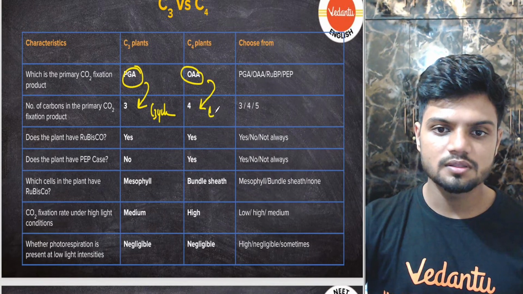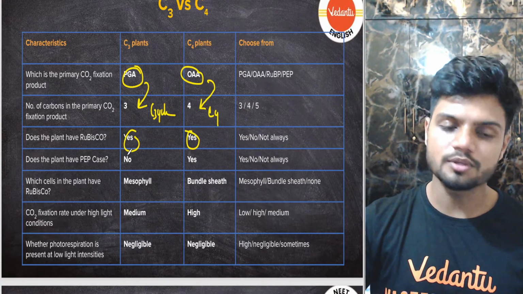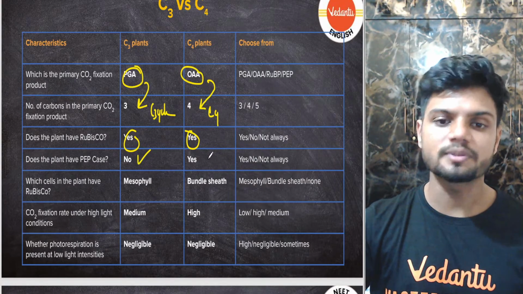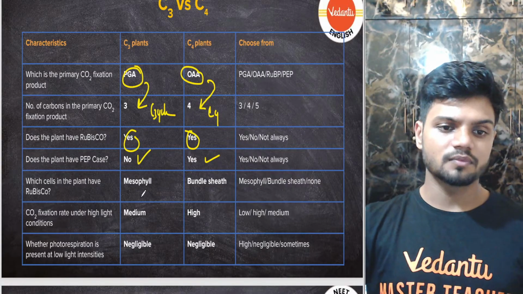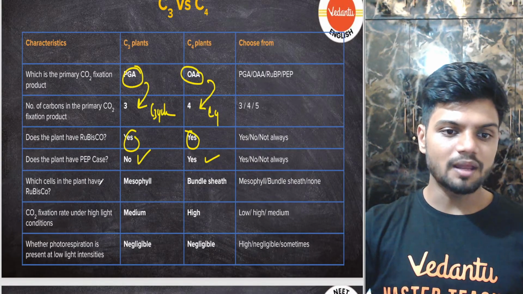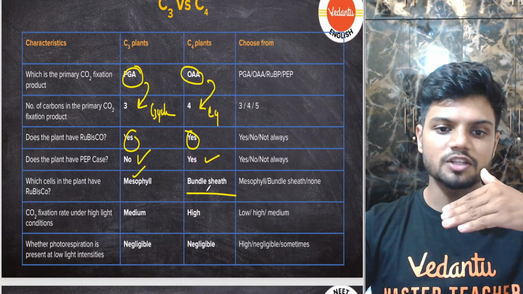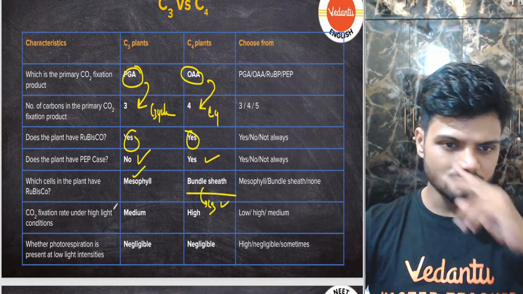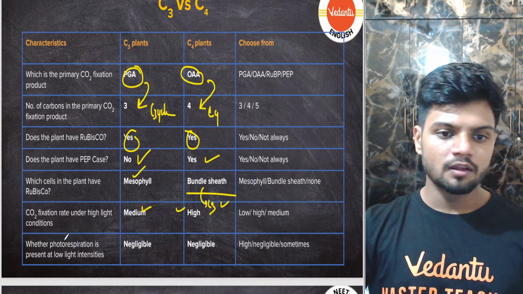4 carbon, C4 cycle. Rubisco, yes, both have Rubisco. No, C3 cycle will not have PEPcase. PEPcase will be only present in the case of C4 cycle because they need PEPcase. C3 plants don't require PEPcase. Which cell in the plant has Rubisco? Mesophyll here, and in the case of C4, the bundle sheath in the bottom. Why in the bundle sheath? Because the C3 cycle happens in the bundle sheath.